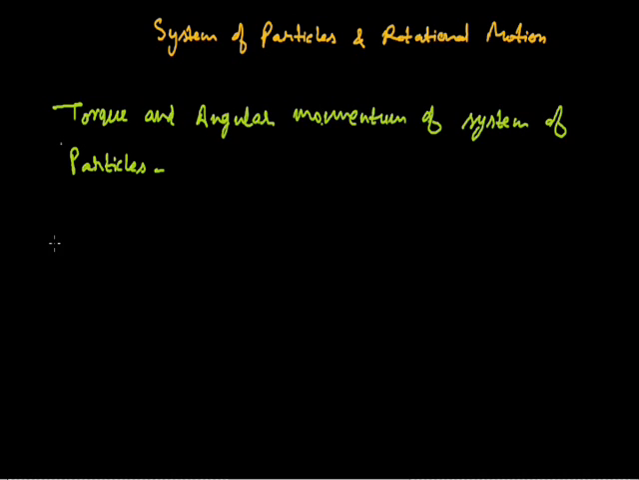As we know, if a particle is rotating with respect to a fixed axis, then its moment of force, meaning the torque, is given by its position vector with respect to origin, vector product with the force on that particle. So torque is the rotational analog of the force.